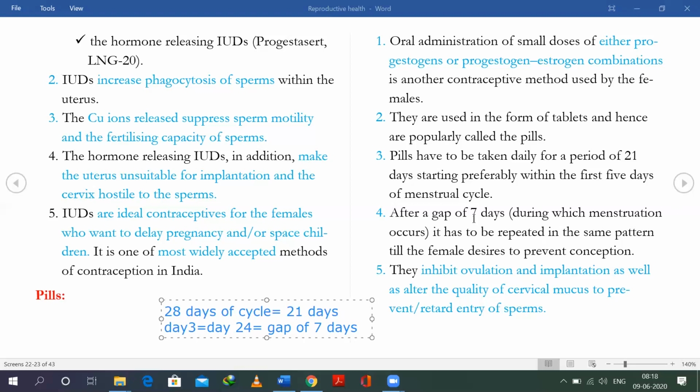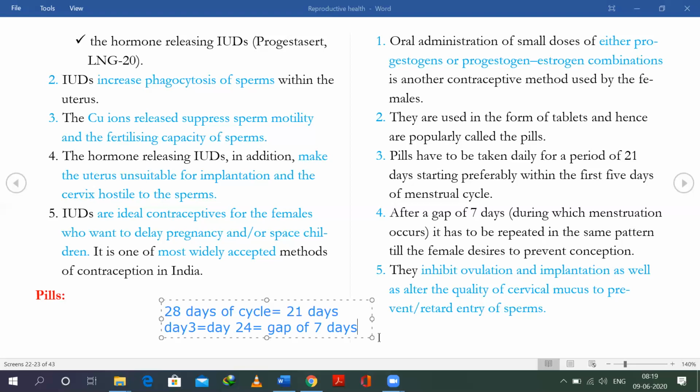What is happening in these 7 days? When you leave a gap of 7 days after day 24, you will reach day 28. In this gap of 7 days, the menstruation is occurring. And again in the next cycle, on day 3, you start the next course of pills. The next course of 21-day pills will be taken.